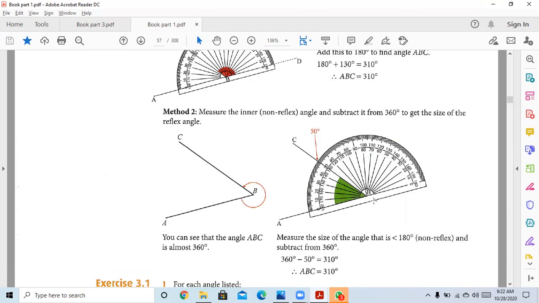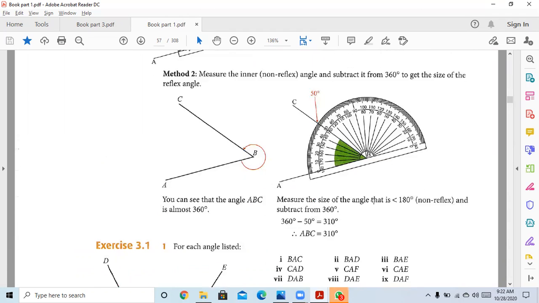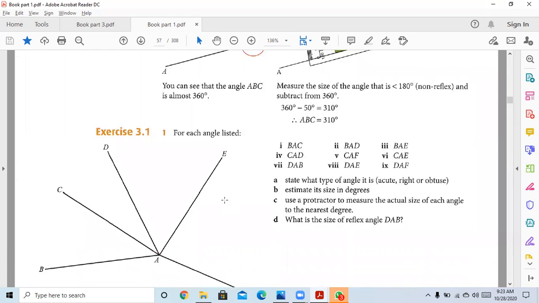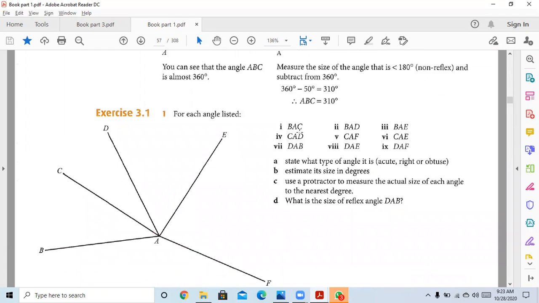This chapter will teach us how to use a protractor. First of all, here he gives us one example. BAC. Where is BAC? B, A and C. You can see if you draw a line straight, it will come here. So we need to find this angle.